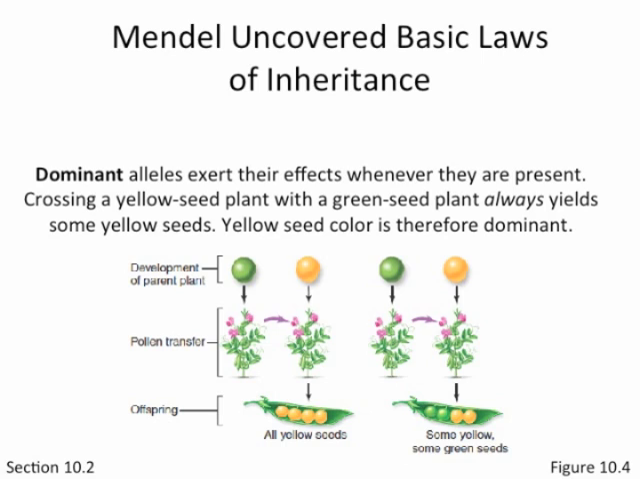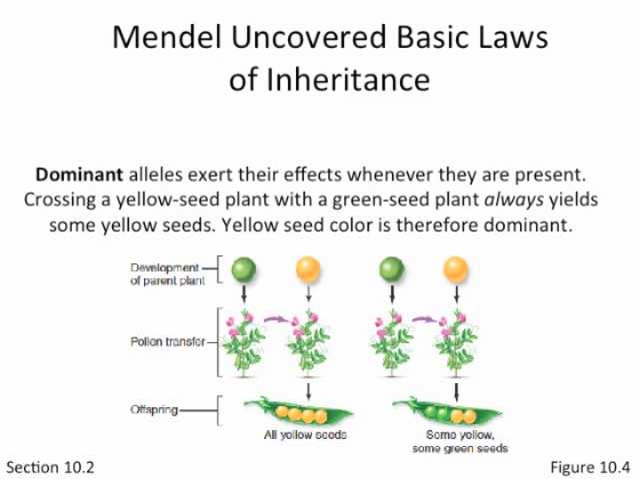A dominant allele exerts its effects whenever it's present. So whenever a dominant allele is present in an individual, you're going to see the results of it. So crossing a yellow seed plant with a green seed plant always yields yellow seeds. This tells us that yellow seed is dominant. So you can cross a yellow and a green and get all yellow. You can cross a yellow and a green and get some yellow and some green, but you're always going to get some yellow. This tells us that whenever that yellow allele is present in an individual, that individual is going to be yellow. And that's what dominant means.